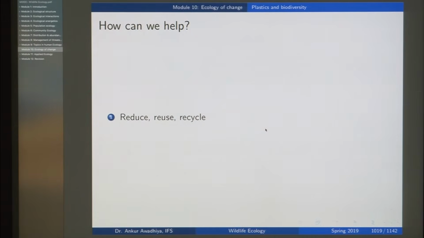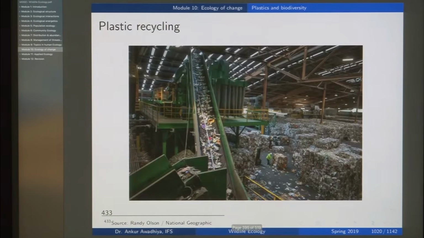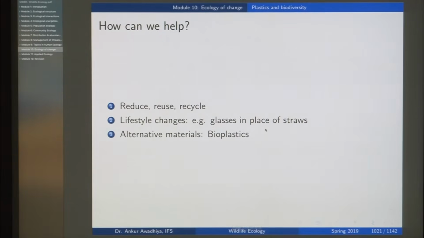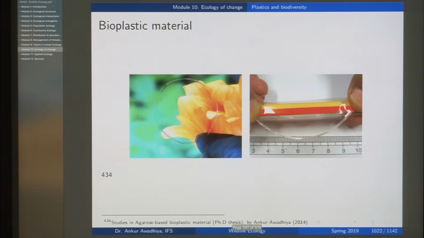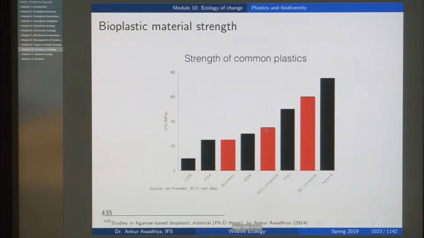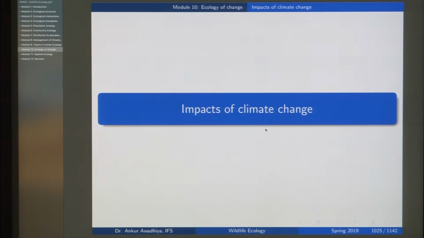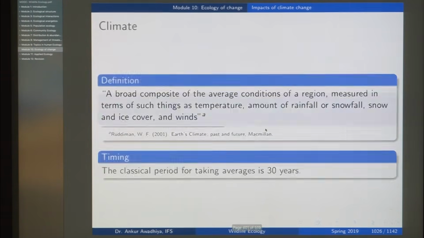So, we can help by reducing, reusing and recycling these plastics. Lifestyle changes, alternative materials like bioplastics. So, in the case of bioplastics, these have all the good properties of plastics without having the bad properties, because these are biodegradable and these are made from biological molecules. These have strengths that are comparable to that of existing plastics, and so they can be used to replace a number of plastics. Next, we had a look at the impacts of climate change.